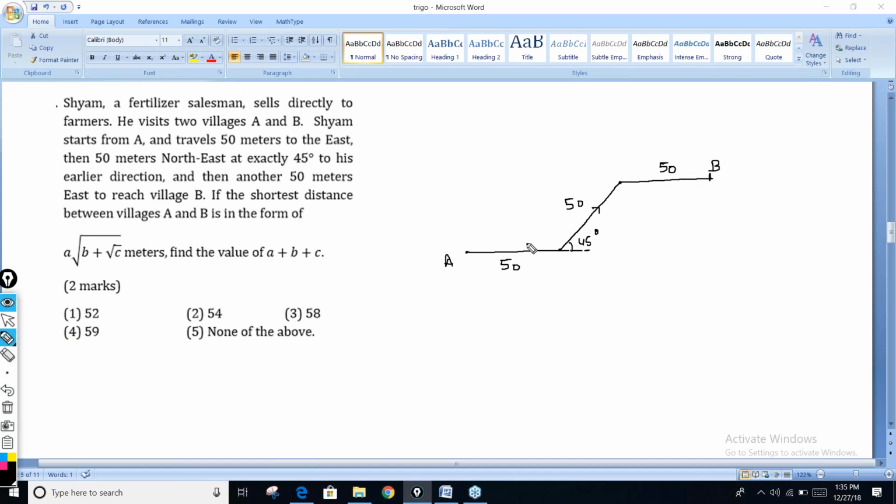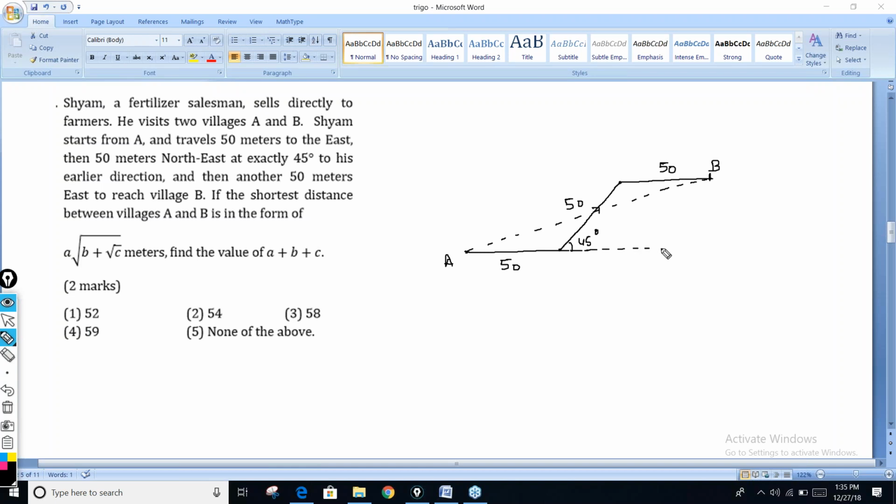That is the question. If the shortest distance between villages A and B, that is, if I join these 2 points, that is called the shortest distance, is in the form of A plus root B plus root C, find the value of A plus B plus C. So how to find this distance?